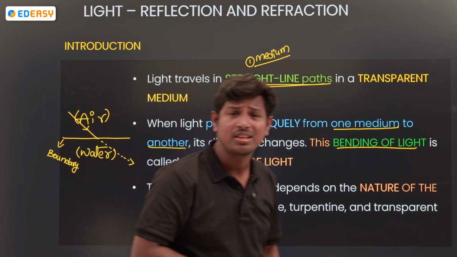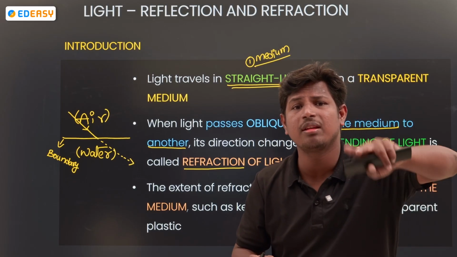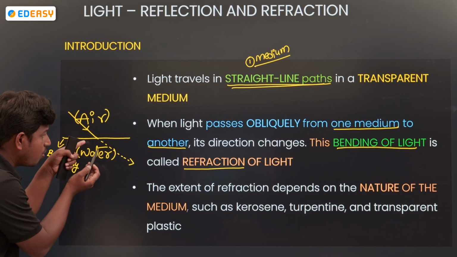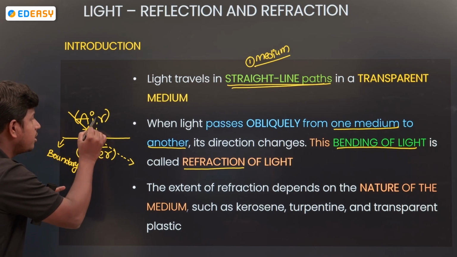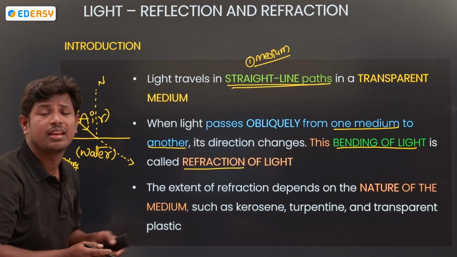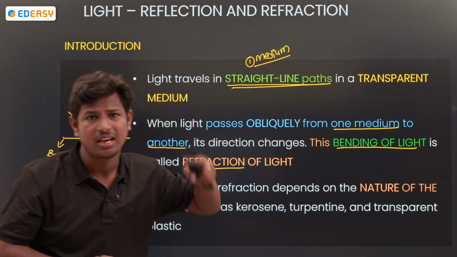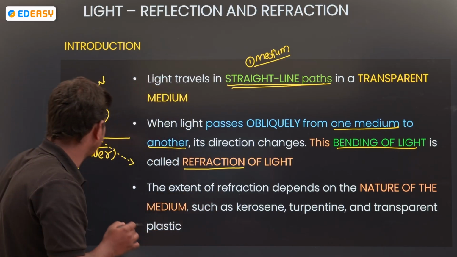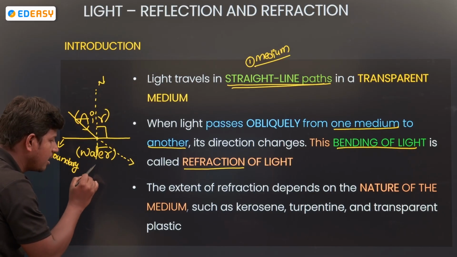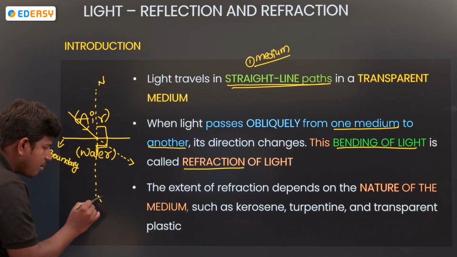What is the refraction of light? Whenever light travels from one medium to another medium, refraction takes place. See, whenever light travels from air to water, what happens? Let's draw the normal. Normal is an imaginary ray. It is always perpendicular to the surface. That means at 90 degrees with the surface. Here we take a normal.